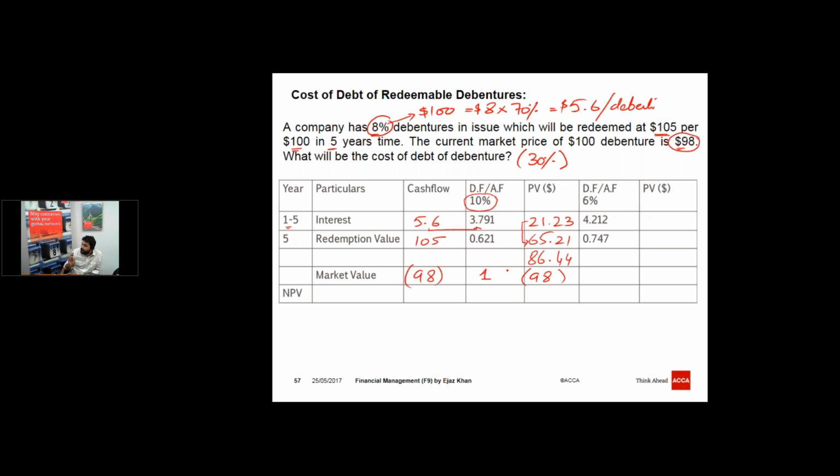Yes, Simran, I have assumed tax as 30%. It was not in the question, I've assumed it. So it's how much? It's 11.6 negative.